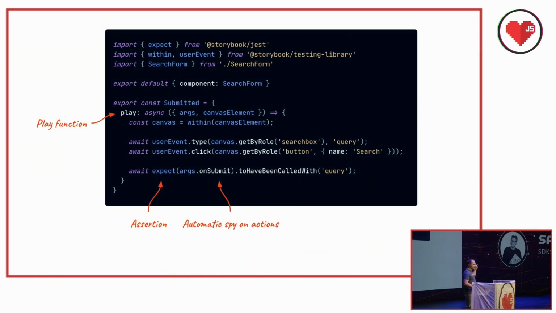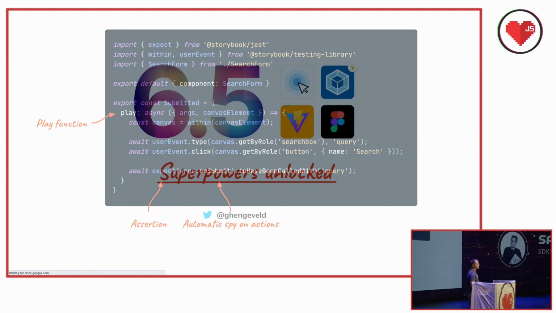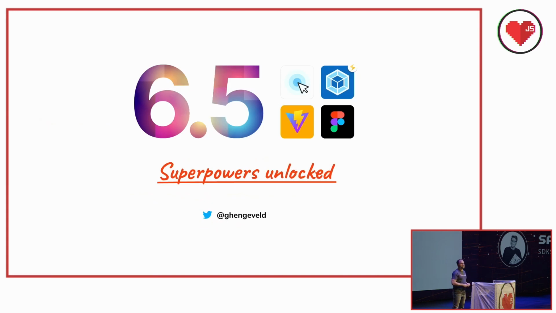So this is what that looks like. Again, we have the same play function, and the only thing we add is assertions. So expect is coming from Jest. We did not reinvent the wheel. And a nice thing is that we also automatically spy on any actions that you've defined. So actions is this concept in Storybook for things like button clicks that we mock out. So we also spy on them so that we can track, oh, did that unsubmit handler actually get invoked when the button was clicked? So all of this is possible in Storybook 6.5, and that unlocks a whole lot of new superpowers.